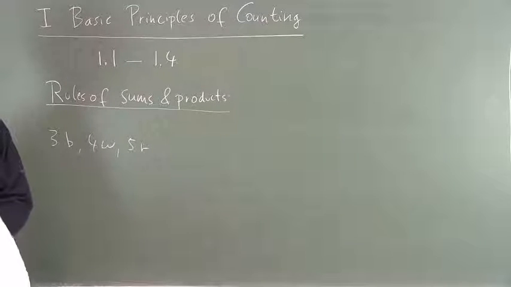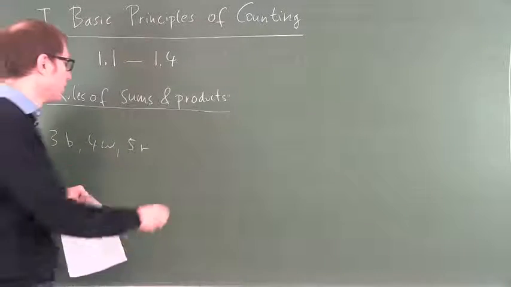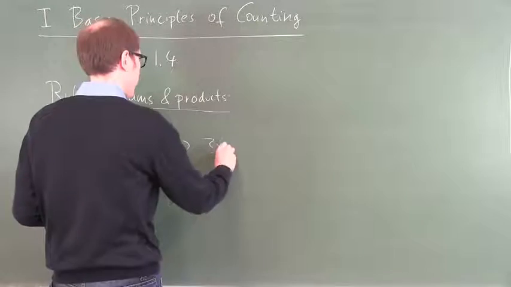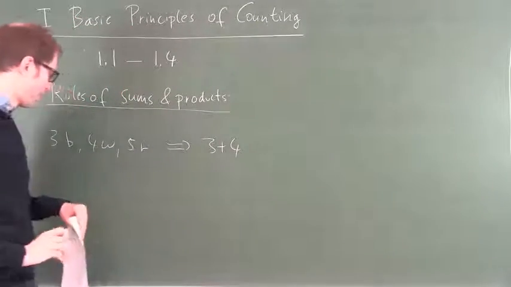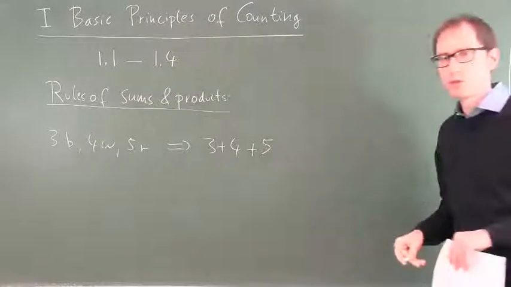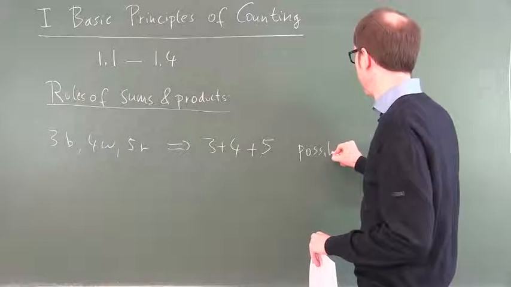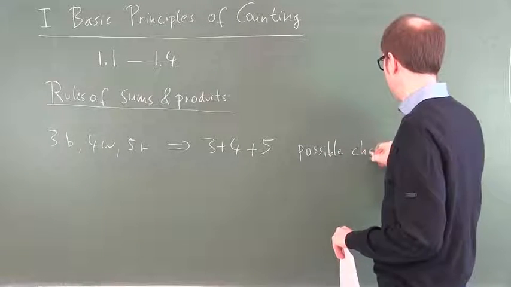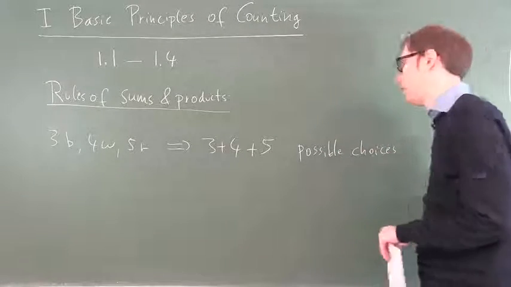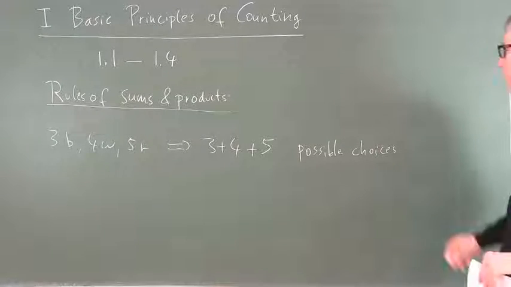Let's make a break here. Okay, you thought about this? Well, of course, in total we have 3 plus 4 plus 5 many choices to choose a shirt. So this absolutely simple observation is called the rule of sum.